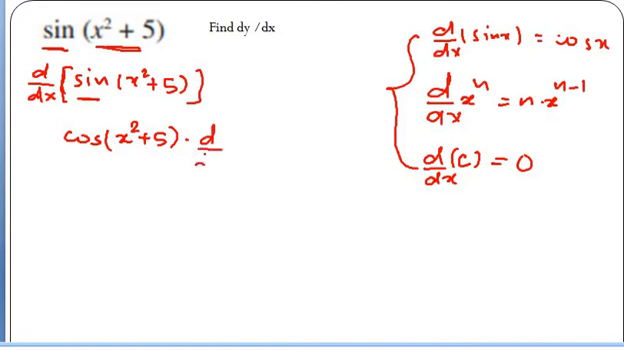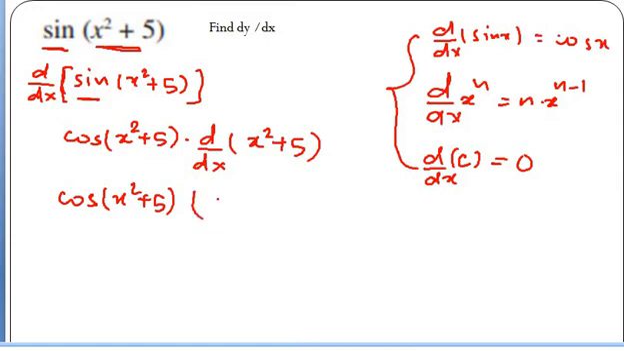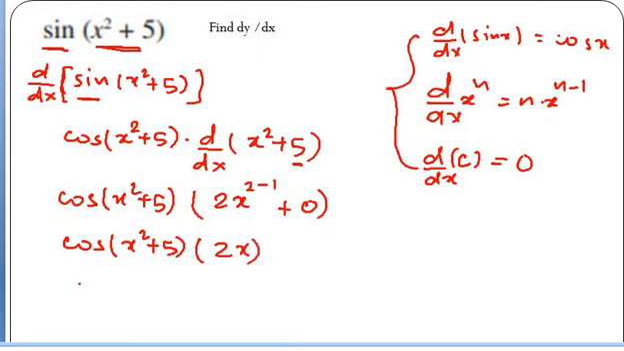Now differentiation of this inside function, x square plus 5. The derivative of x square we can write as 2 x raised to power 2 minus 1, plus the derivative of the constant, which will be 0. So we can write here cos of x square plus 5 and 2 x raised to power 1. So first we write the value of 2x, then cos of x square plus 5. This is how we can find the differentiation of a function of a function.